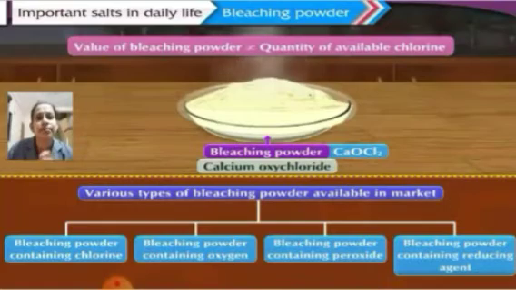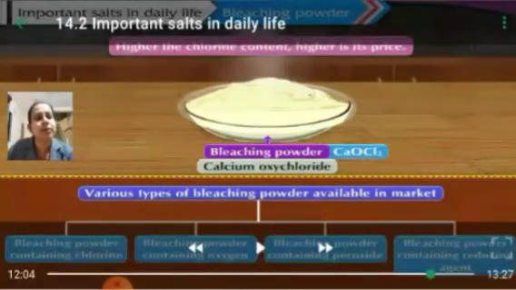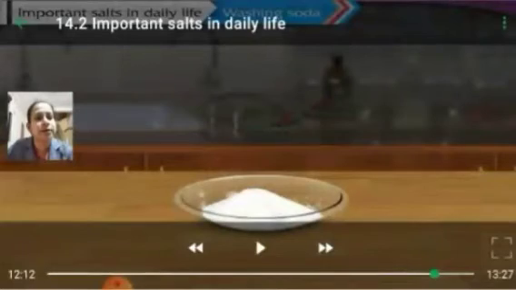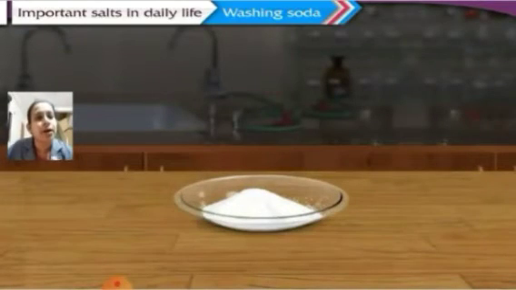The value of the bleaching powder is directly proportional to the quantity of available chlorine. That means if you want to buy bleaching powder that is a strong oxidizing agent, the quality and the price of the bleaching powder depends upon how much chlorine is available in it. So this is regarding the bleaching powder.